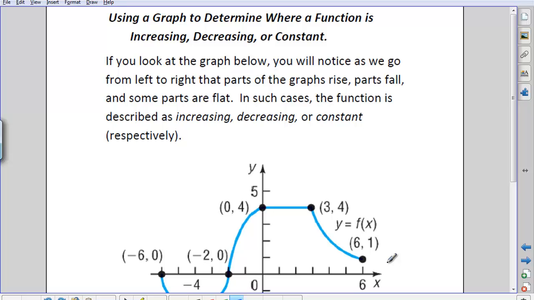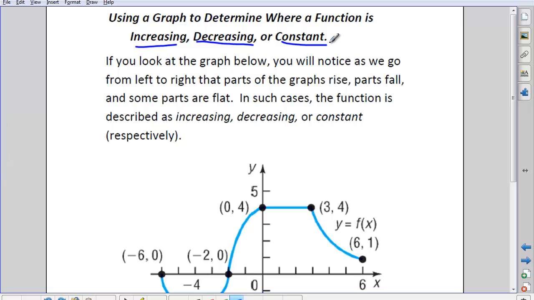Moving on to another concept. This is not related to even and odd. This is a new concept here. Determine where a function is increasing, decreasing, or constant. Now, the concept here is easy.